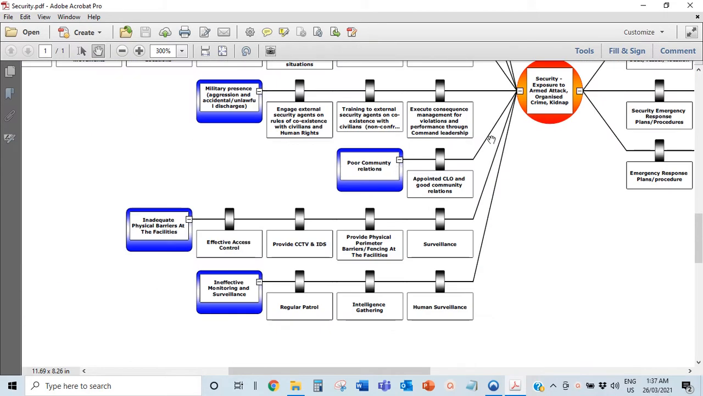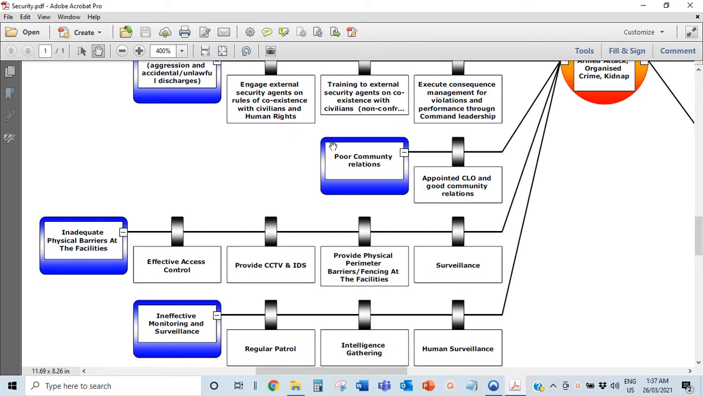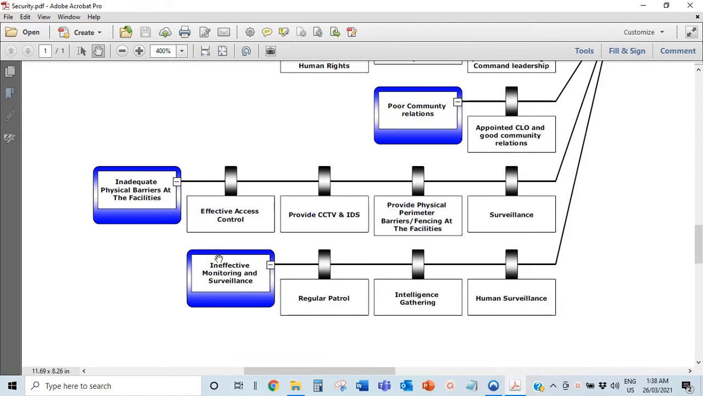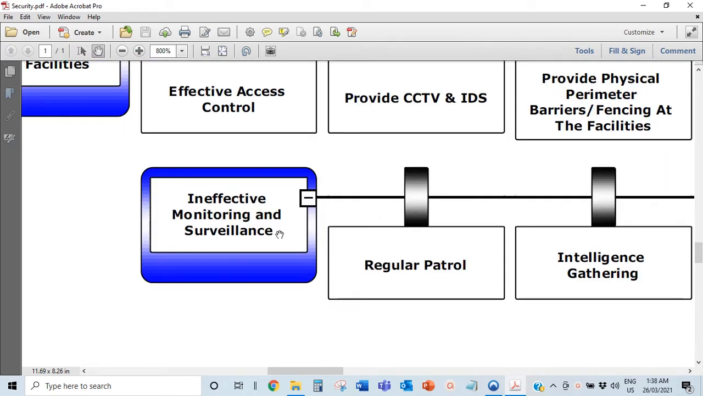Poor community relations. Wherever you are doing your work, if you don't relate well with the people around, that could also be a threat. Inadequate physical barriers at the facility. That's your fencing, your doors, your security doors, your access control on the facilities, your surveillance. Is everything on point? And then ineffective monitoring and surveillance.